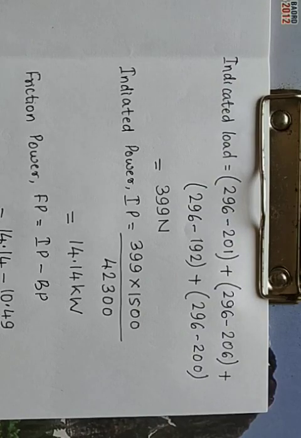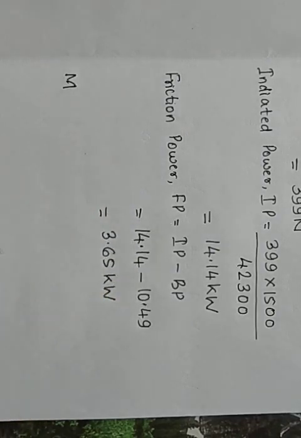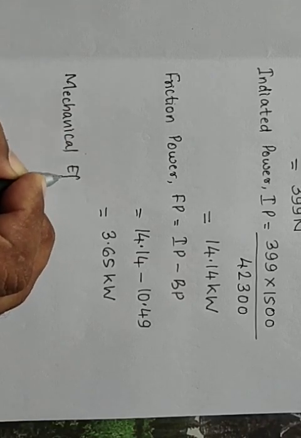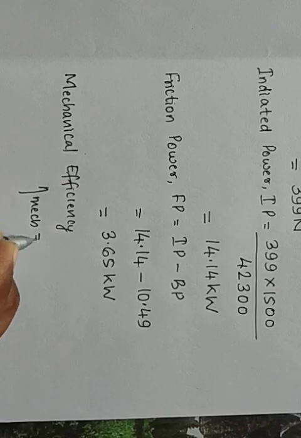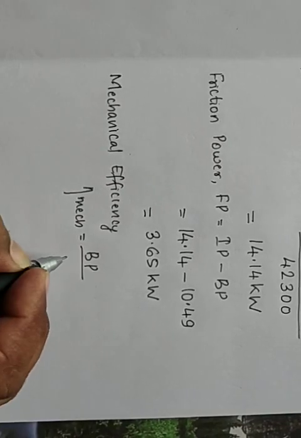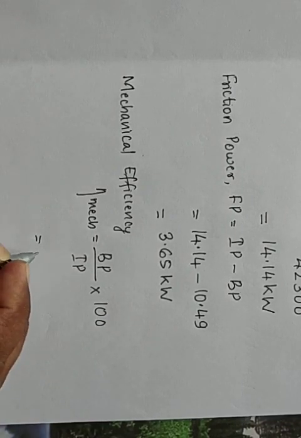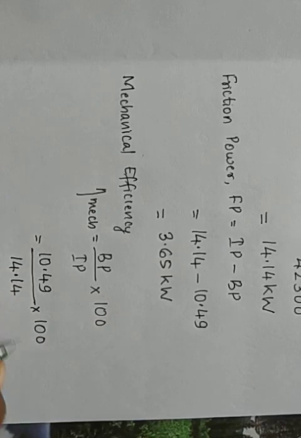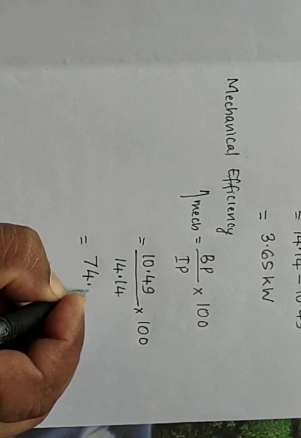Then find out mechanical efficiency. So I have found out the frictional power, then find out mechanical efficiency. So mechanical efficiency eta mech will be equal to BP divided by IP into 100. So BP is 10.49, IP is 14.14, into 100. So you get it as 74.18%.